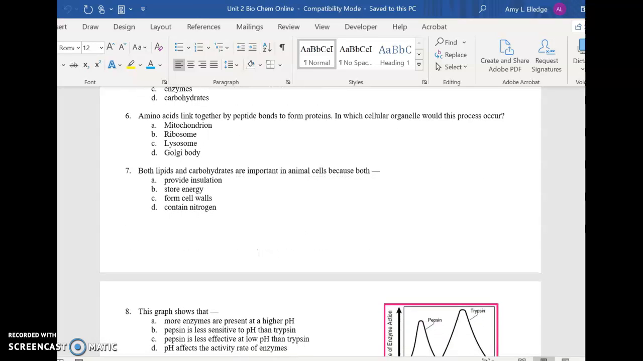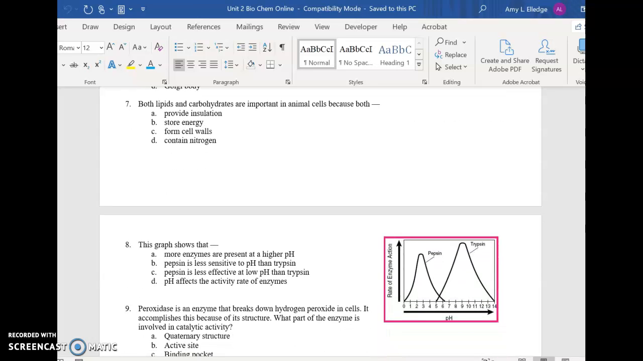6, amino acids link together by peptide bonds to form proteins. In which cellular organelle would this process occur? Well, the mitochondria makes energy, mighty mitochondria. The ribosome, think ribs, that one makes protein, so that's the answer. Lysosomes digest and Golgi's package proteins, but they do not make them.